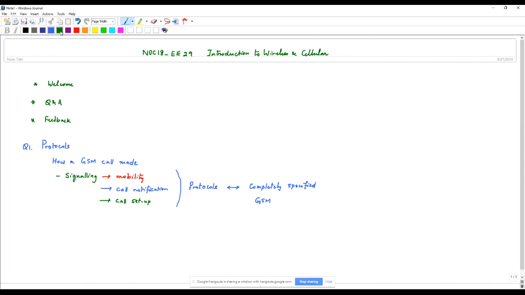Now, who determines and specifies this? There is a standards body called 3GPP, Third Generation Partnership Project. This is where the standardization is done. So before a communication can be established, we must have well-defined protocols that are determined and specified and are not changeable beyond that point. So basically, once the protocols are frozen, then we are able to set up a communication.